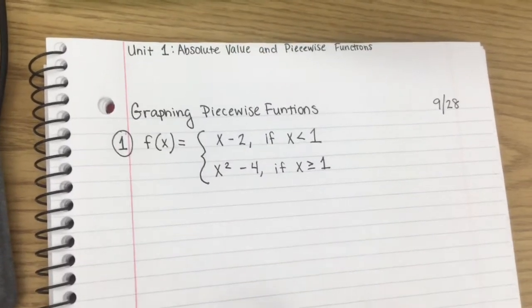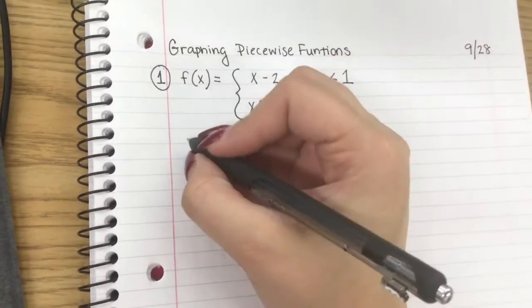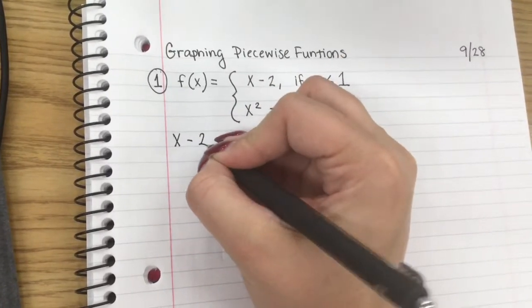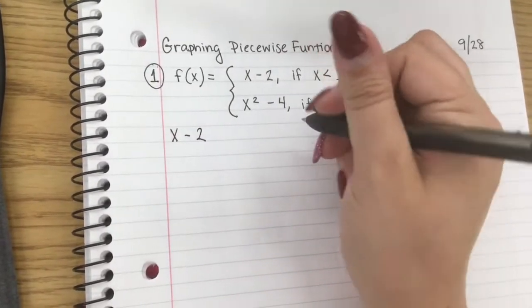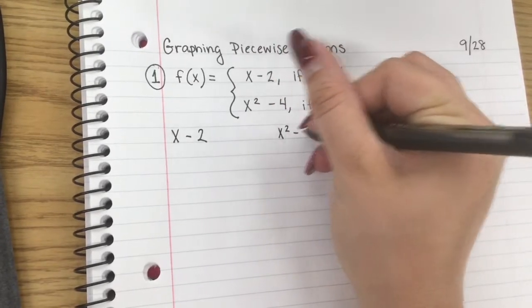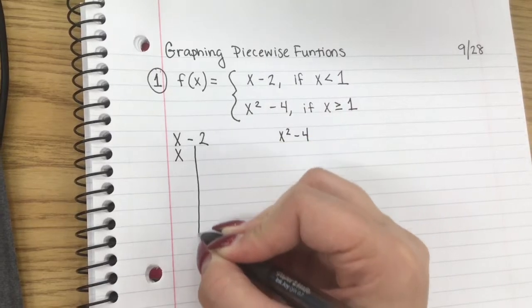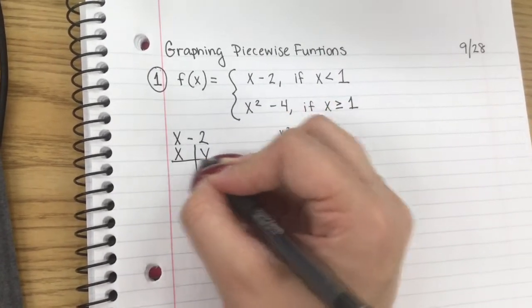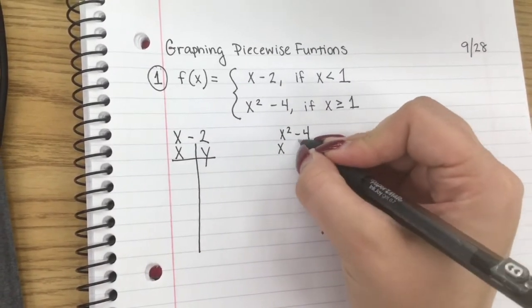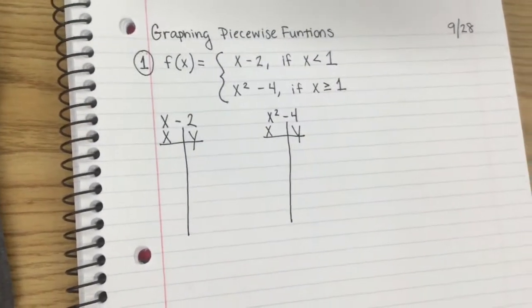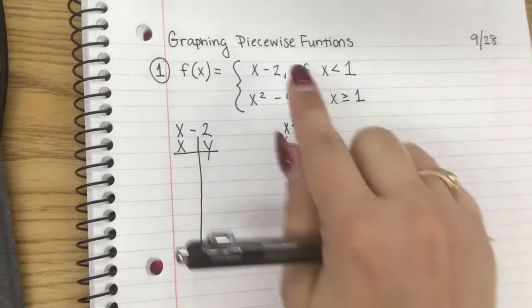So this first function, x minus 2, I'm going to make its own t-table. It is only valid when x is less than 1. So I'm only going to choose x values for my t-table that are less than 1. My other function, x squared minus 4, is only valid when x is greater than or equal to 1. So I'm only going to choose x values that are greater than or equal to 1.